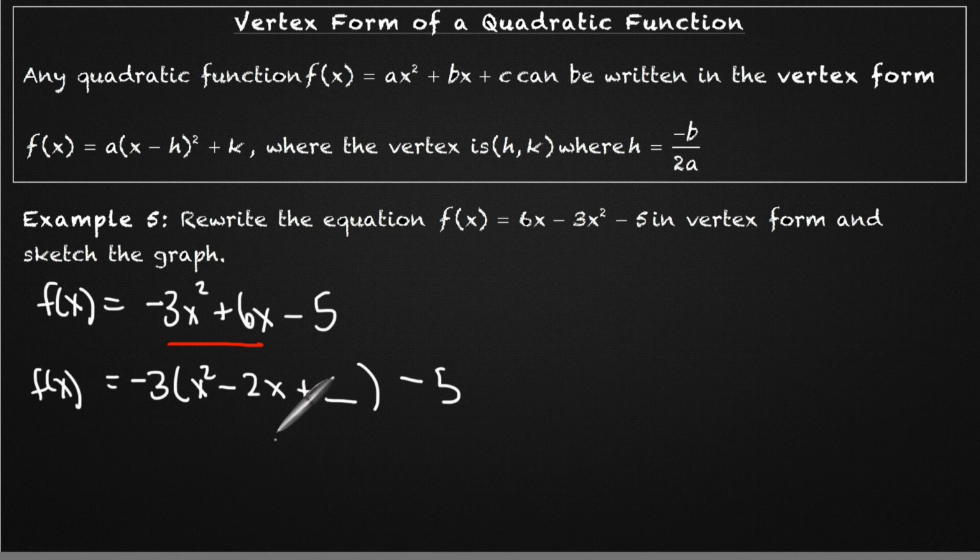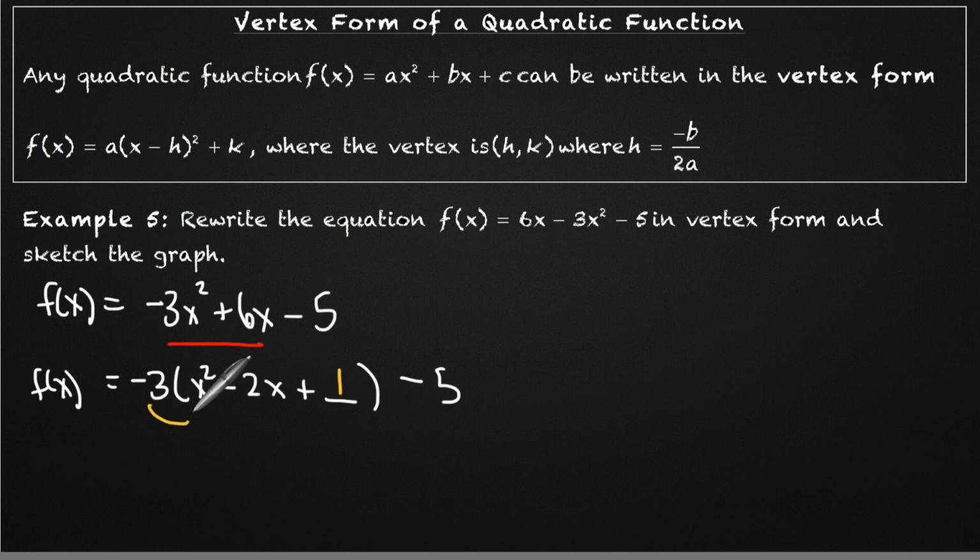Now, the process for completing the square is you have to take half of this term. Half of negative 2 is negative 1. Square that number, and you're going to end up getting positive 1. Now, in order to balance your equation, what you have to do is whatever you've added in, you have to also subtract back out. So if I were to distribute this negative 3 in here, let's just see what we would get.